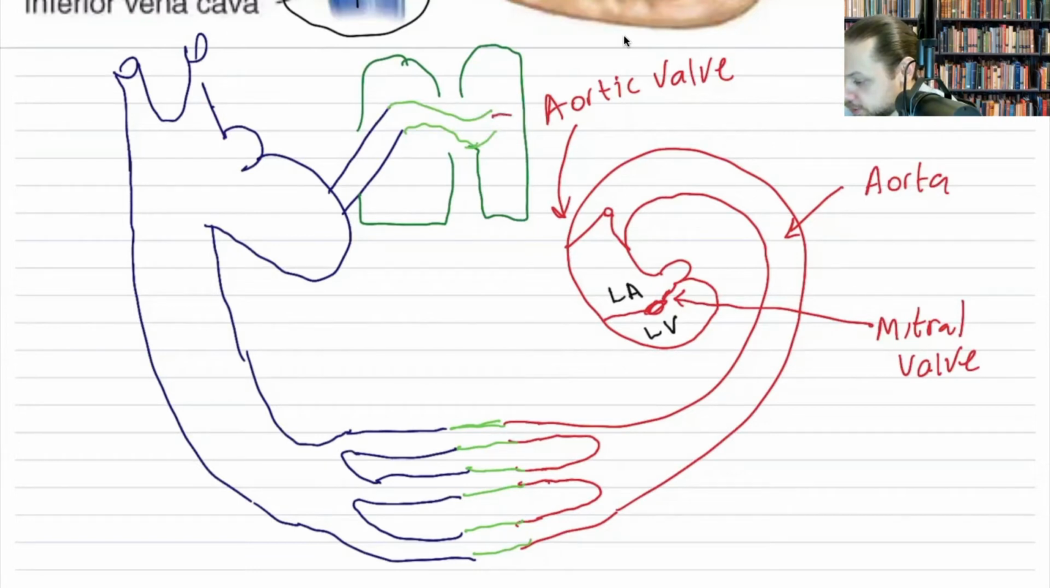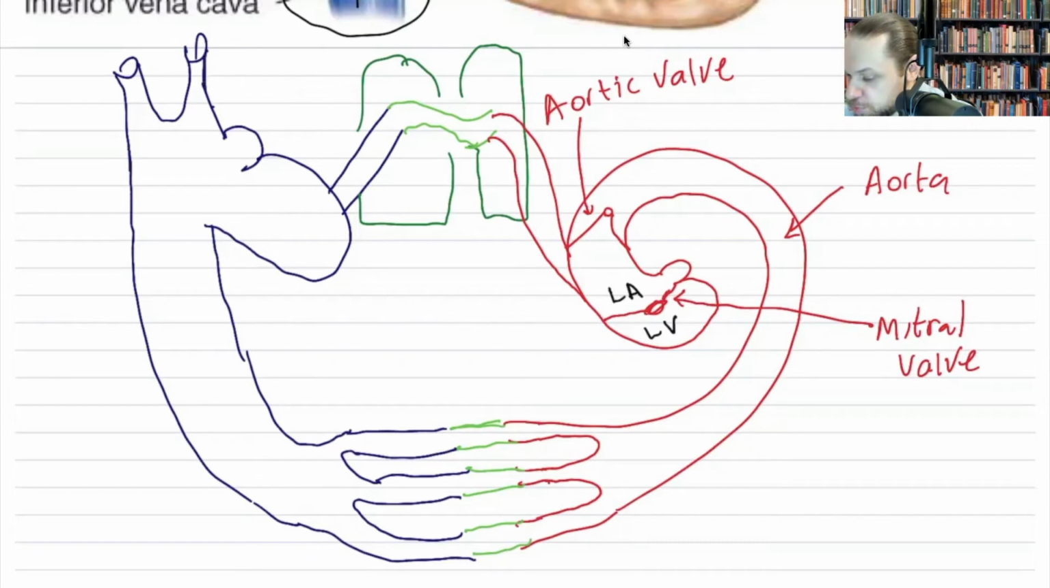And then it's going to come to your left atria. Move this over. All right. So let's now put all the components of the venous system so that you are familiar with them.